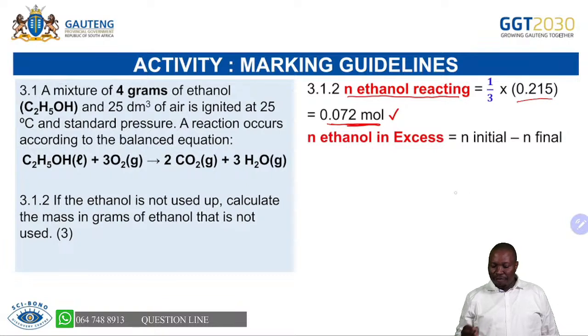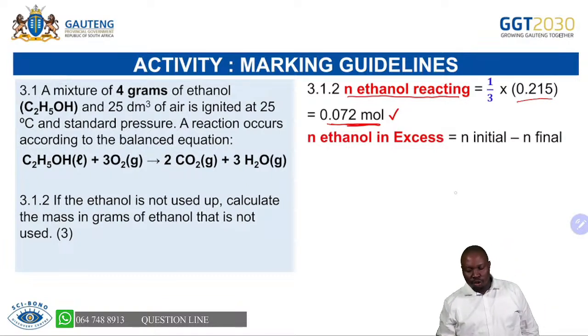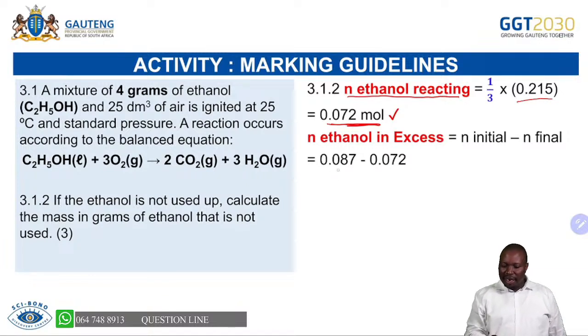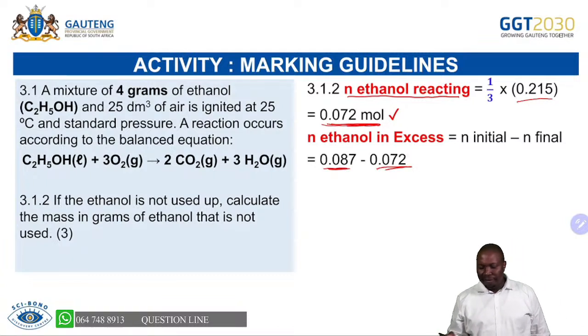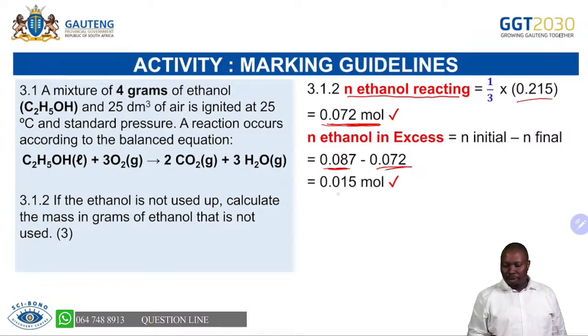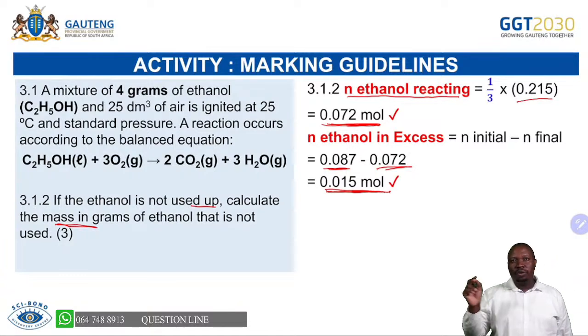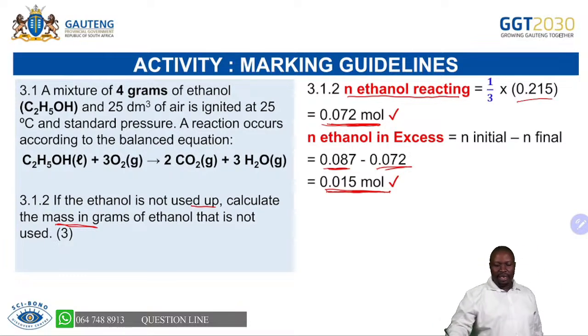Always we find the difference in the two to find the excess one. Initially we had 0,087, we only used 0,072 because from here we learned that only 0,072 reacted, and then without any doubt you are able now to get your answer to say in excess it is 0,015. And the question was, if the ethanol is not used up, calculate the mass in grams. So we have to use the number of moles to calculate the mass in grams.